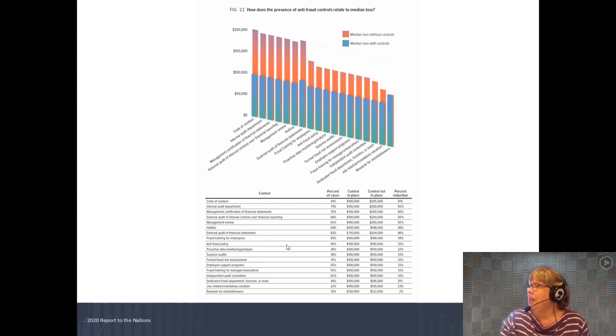So just a little bit about this chart. It shows what the average loss was for companies if they had a control, for example a code of conduct, and what the average loss was without. If these controls are in place, it looks like the average loss was about 100,000. If the controls were not in place, the median loss was much higher. For example, companies that had a code of conduct and had a fraud had a loss of about 100,000. Those that did not have a code of conduct had a loss that was double that.